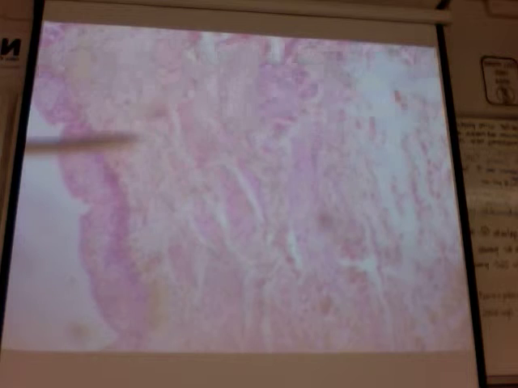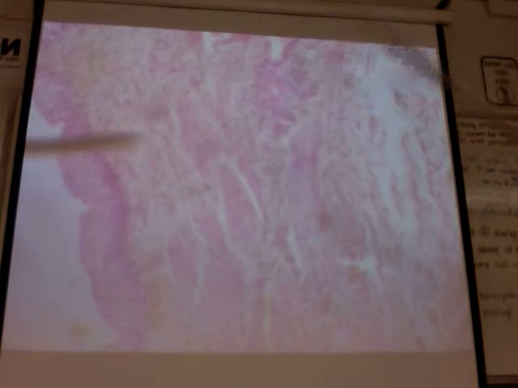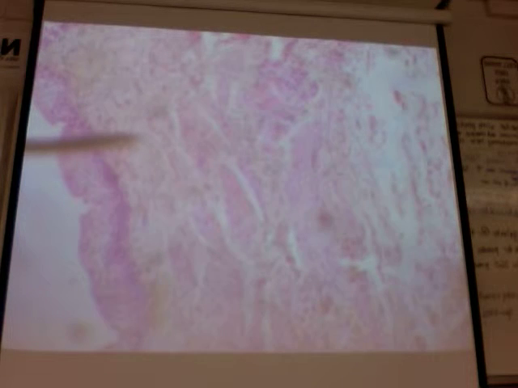Let's go back in power so you can see the whole thing. So you can see the transitional epithelium, and you can also see some of the smooth muscle down in here, which also comprises the ureter. So that's the two. Yes, go ahead.